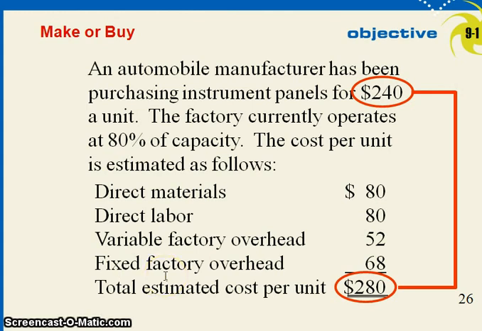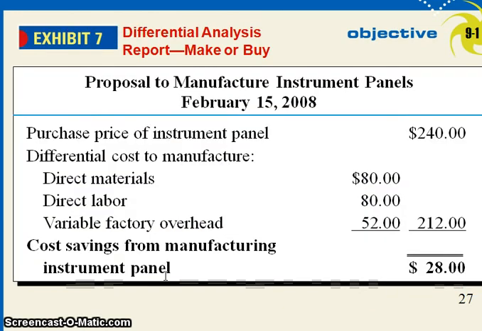Okay, so if we just compared the alternatives of purchasing it for $240 or making it ourselves, right? Here's the purchase price of $240 versus making it ourselves, and only considering the variable costs, you can see that the cost savings, it actually would cost less to make the product ourselves. So we would have cost savings of $28 for every instrument panel that we had.